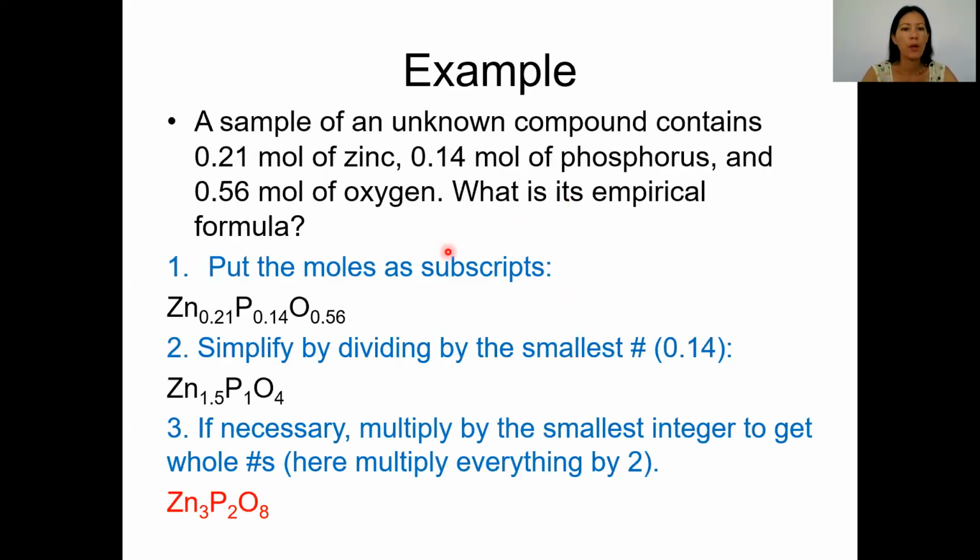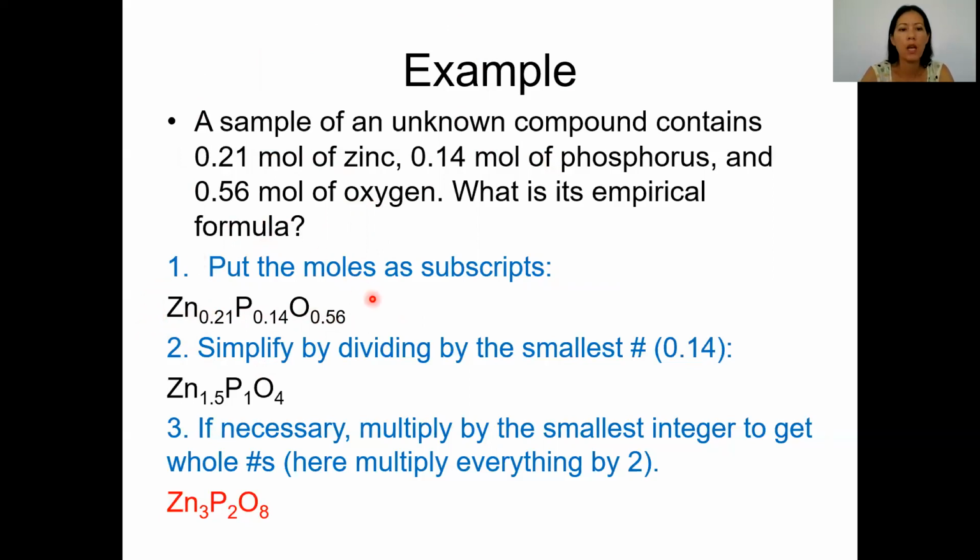This is a repeat of the question. The first step is put the moles as subscripts. So just pull it out of the question. Zinc 0.21, phosphorus 0.14, and oxygen 0.56. I can do this because the question says that this compound has those numbers of moles of those different elements. It doesn't matter what order you put the elements in right now.